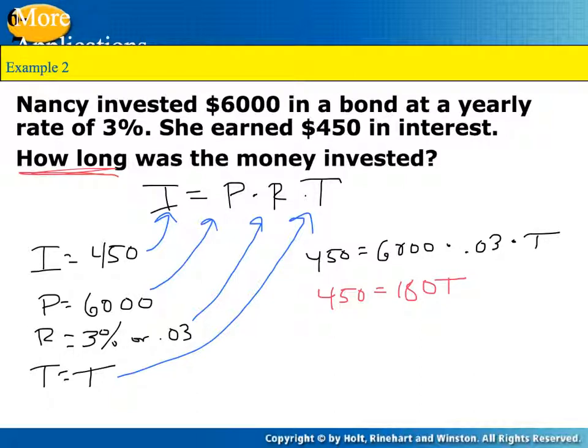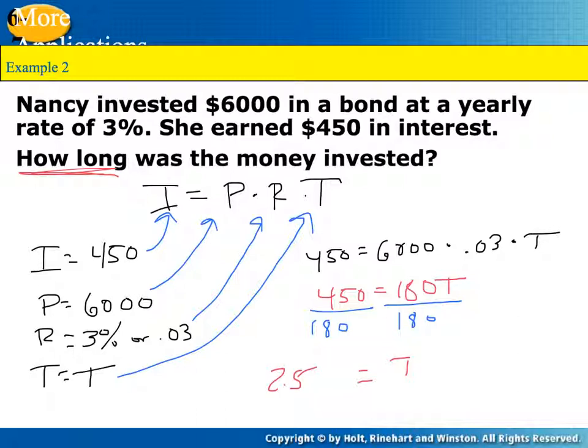Now, how do you solve for T? How do you get T all by itself? Inverse operations. How do you get rid of that 180? Divide by 180. T is equal to 2.5.